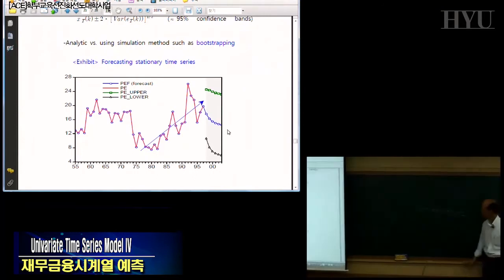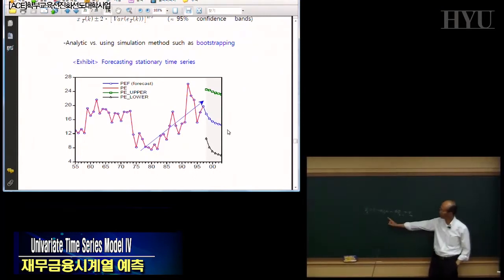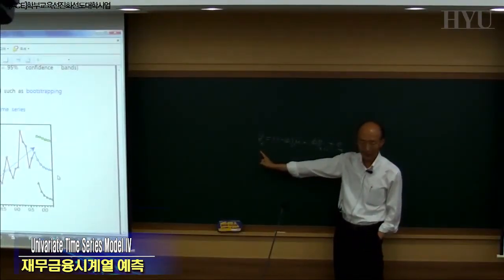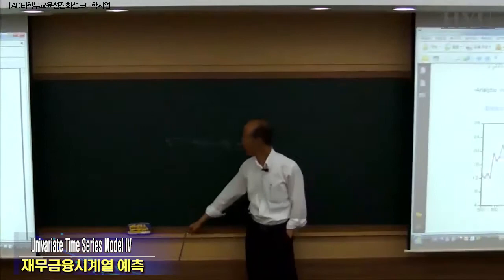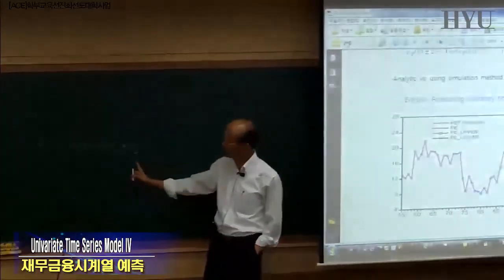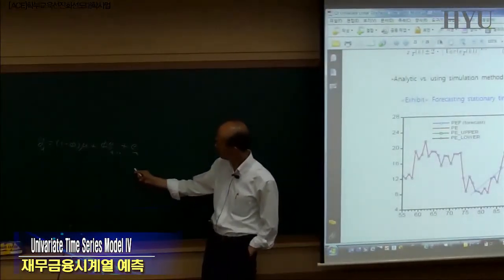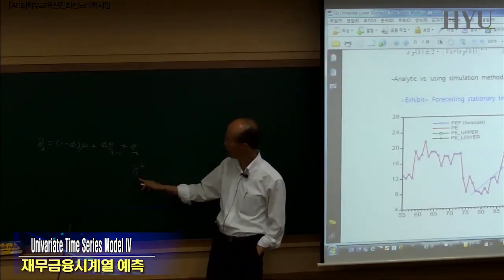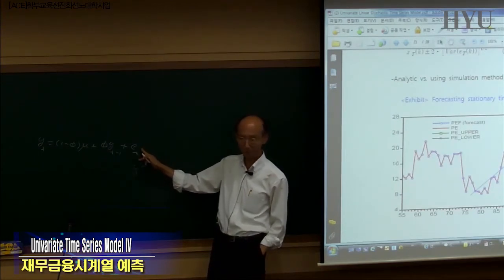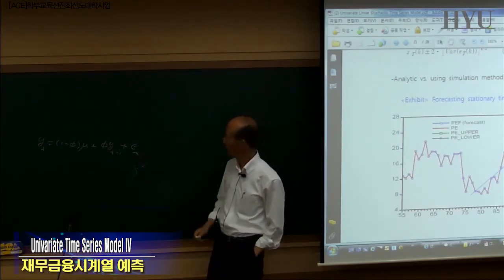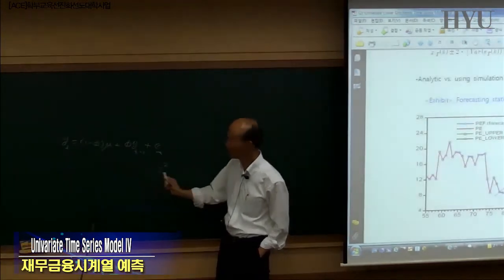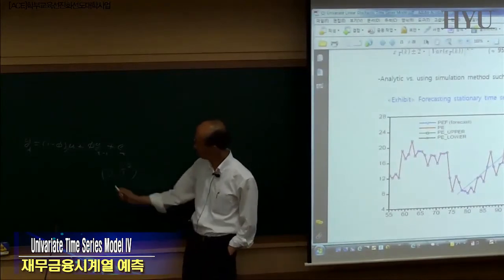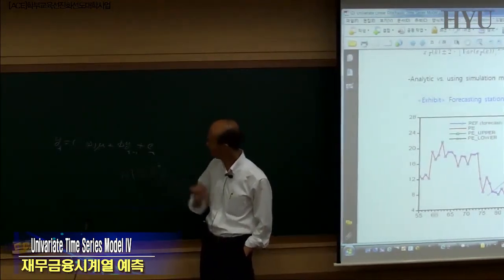Actually, you can calculate future paths of YT analytically, as I said, or if you estimate this one, probably you will get the estimate of this one, which is the variance of the residual term. And it is assumed to have zero mean, right? Suppose it is generated from a normal distribution.